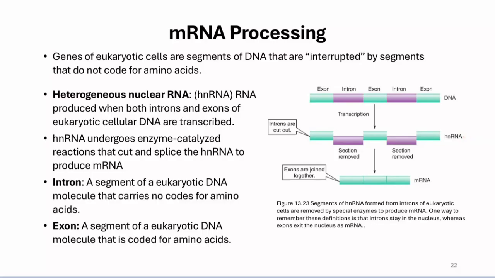hnRNA has to undergo different enzyme-catalyzed reactions to actually take out the introns, splice them out, and the exons have to be joined together to produce what is necessary to make proteins, which is going to be that mRNA molecule that specifically has only exons, which are going to code for amino acids.